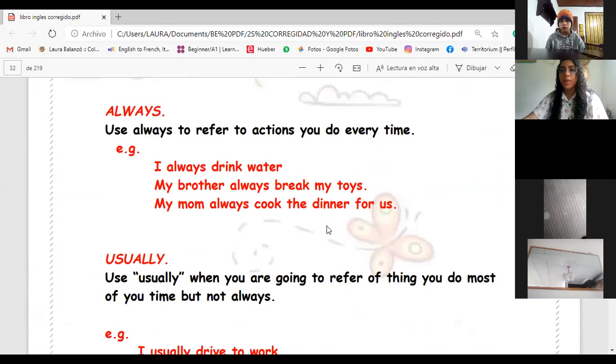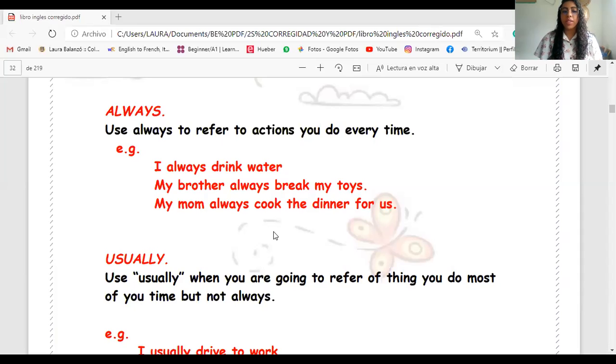So here we have our grammar explaining again how to use each of our adverbs. So we say usually, okay, always. Use always to refer to an action you do all the time, every time. Usa always para referirte a acciones que hagas todo el tiempo. For example, I always drink water. My brother always breaks my toys. My mom always cooks dinner for us. I always drink water. Siempre tomo agua.